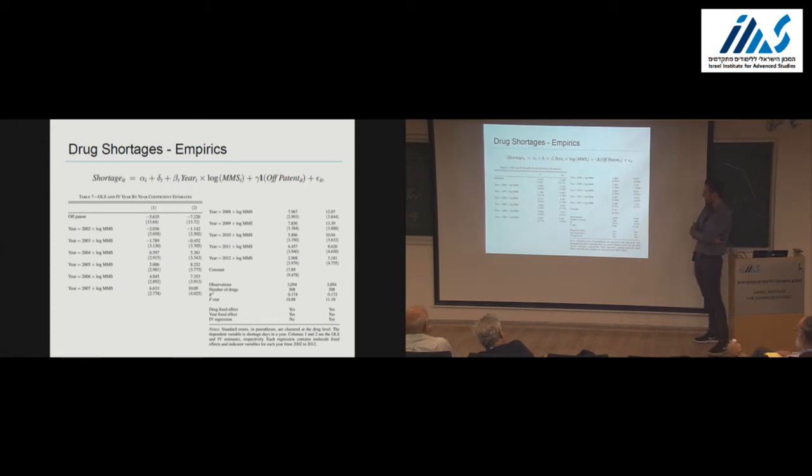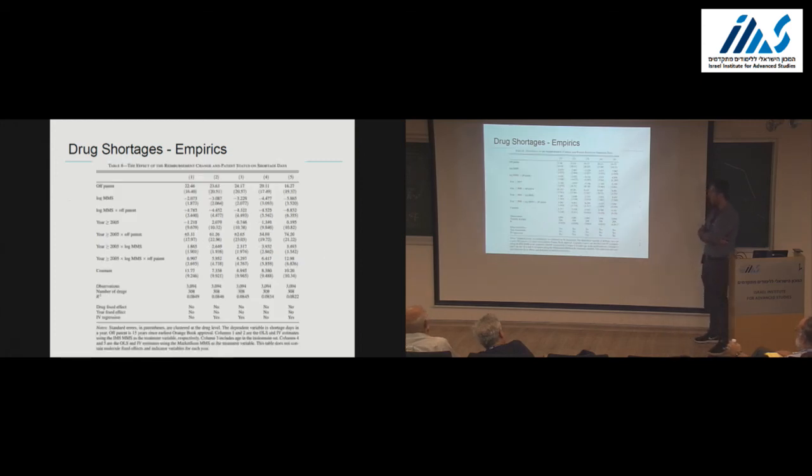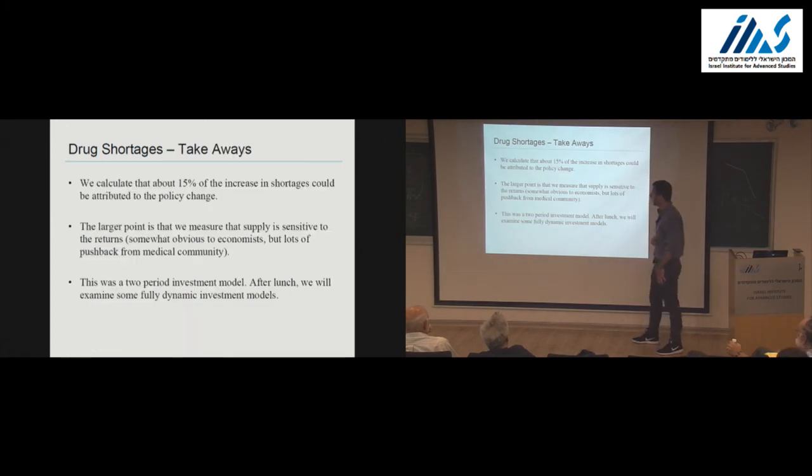Oh, I'm over time. I'm keeping us from lunch. The only point here is that you only see it for the off-patent drugs, as it should be. So this was a two-period investment model. After lunch, we're going to talk about some fully dynamic investment models. So let's go eat and then come back.